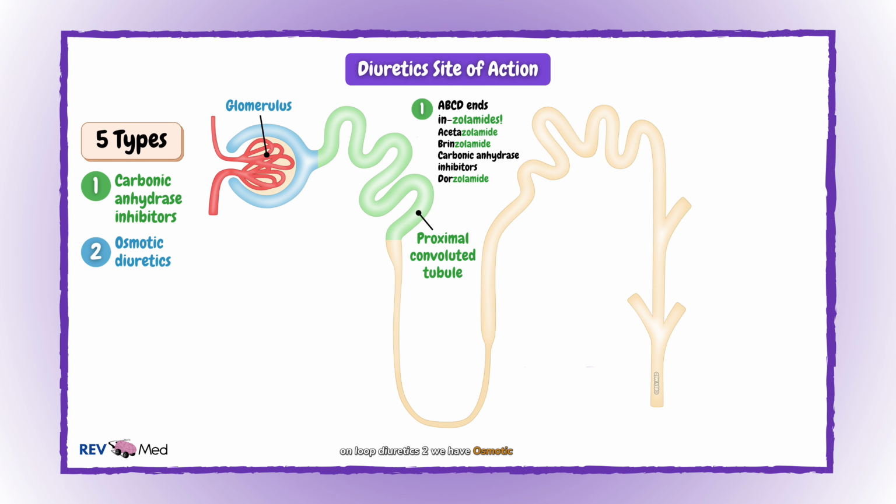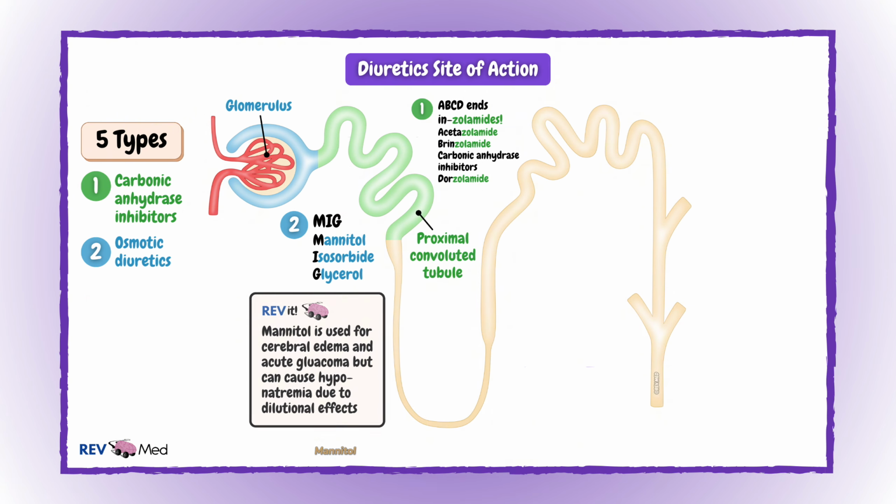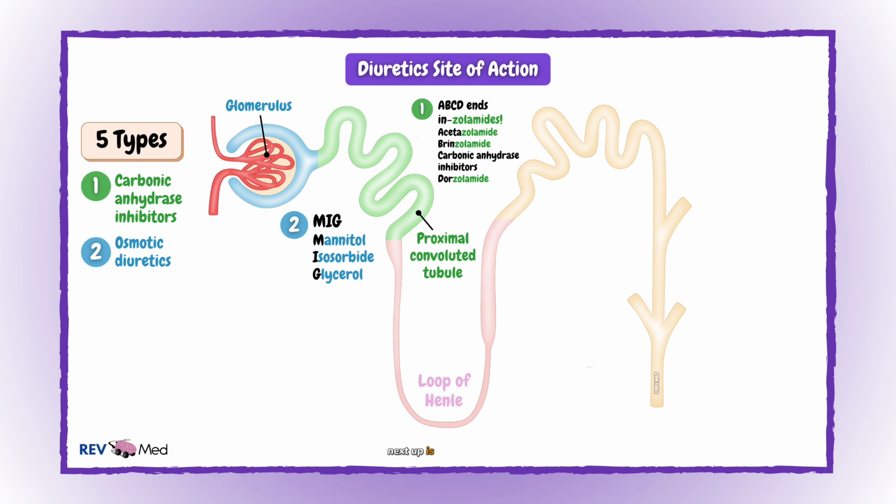Two, we have osmotic diuretics. You'll think MIG. M for mannitol, I for isosorbide, and G for glycerol. They pull water into the tubule by osmosis. You're gonna rev it up by knowing mannitol is used for cerebral edema and acute glaucoma, but can cause hyponatremia due to dilutional effects. Next up is the loop of Henle.